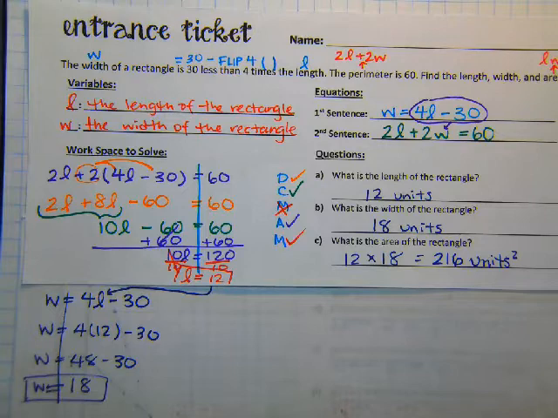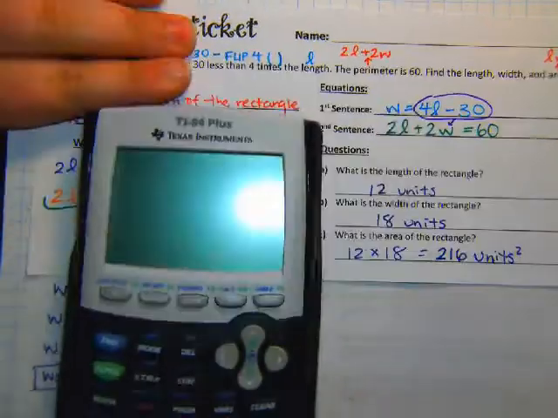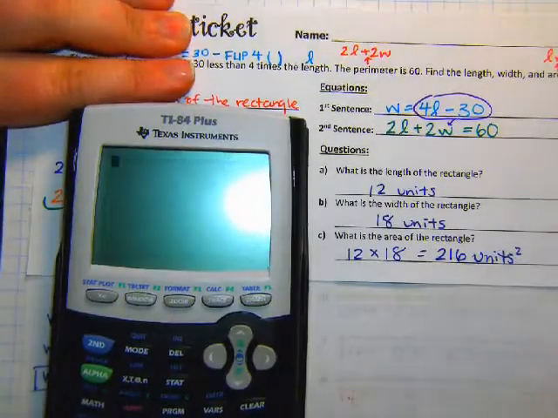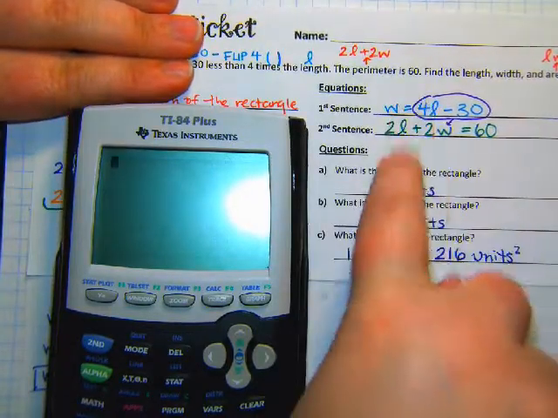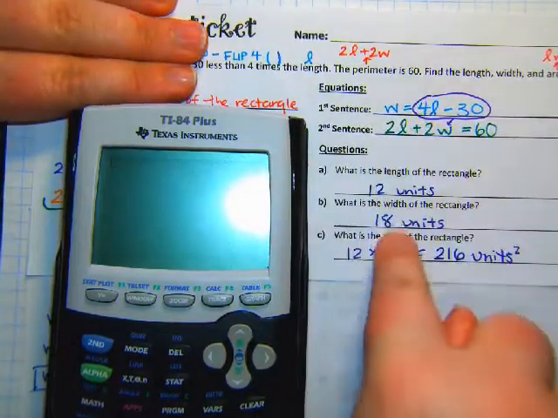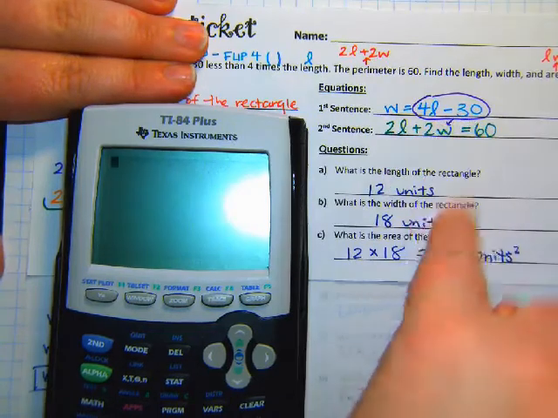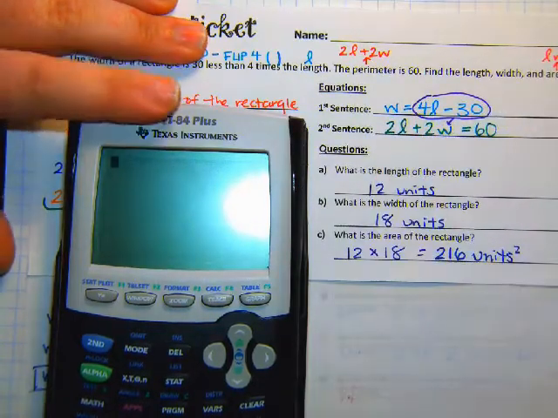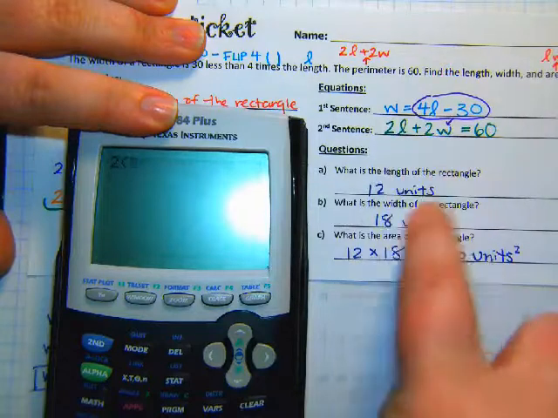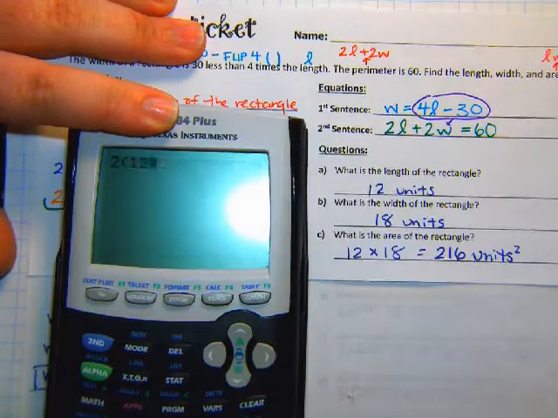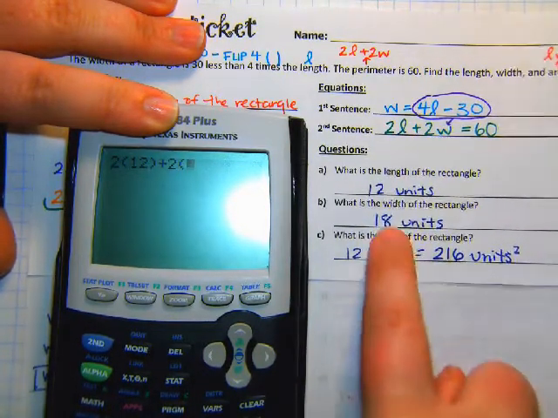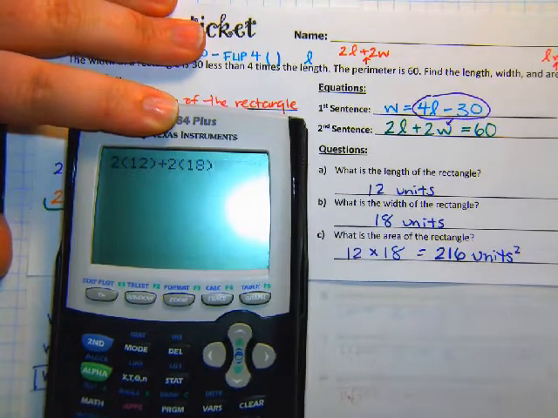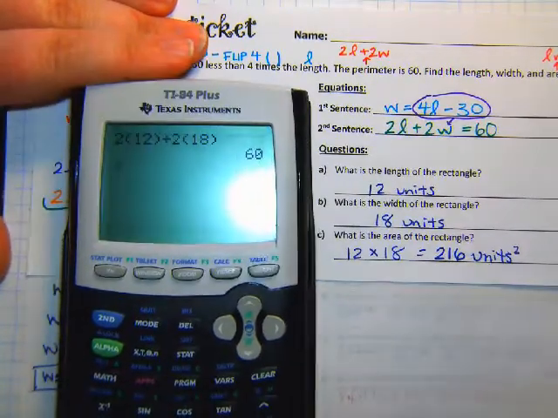And again, if you want to double check your answer, if you're lucky enough to have a calculator like I have, you can take these. It needs to make both of these true. So I already know that 4 times 12 minus 30 is 18, but 2 times the length, which is 12, plus 2 times the width, which is 18, should equal 60, and we're good.